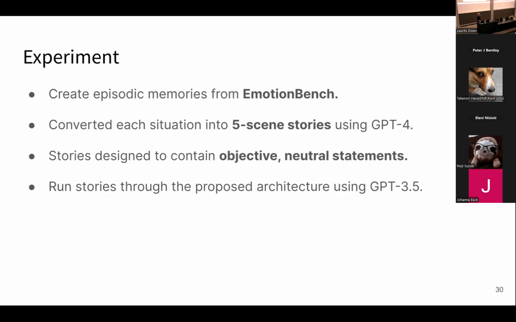These stories are designed to be objective and neutral, so the emotion only comes from the agent's interpretation. And then we run the architecture using GPT-3.5.